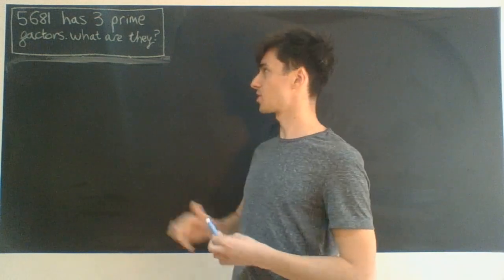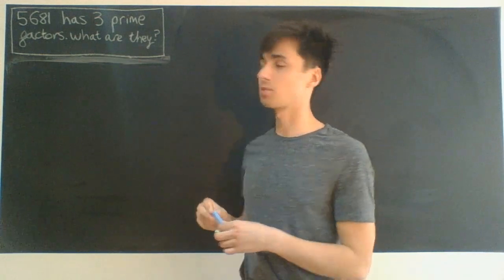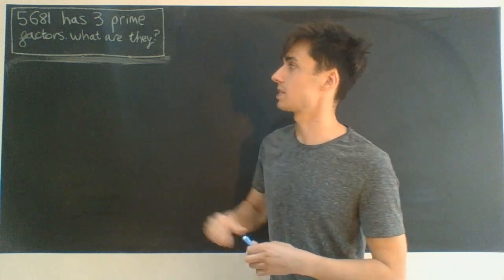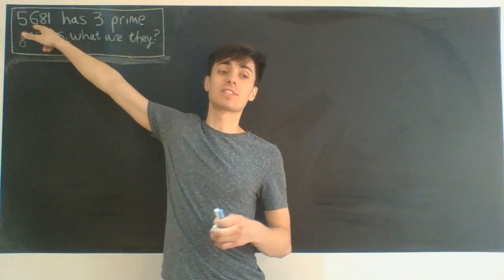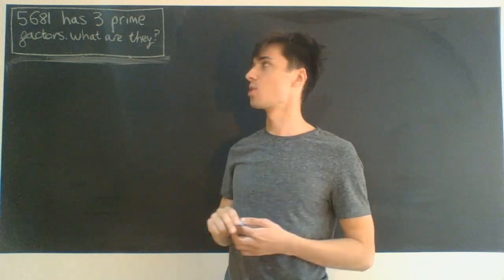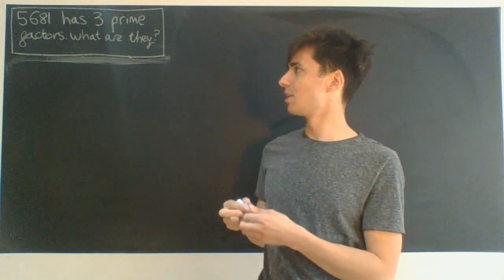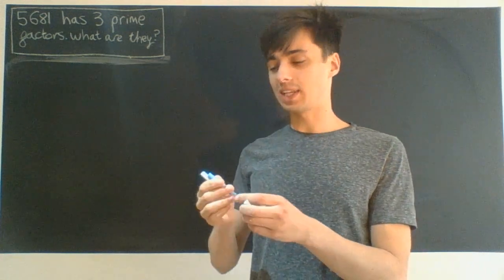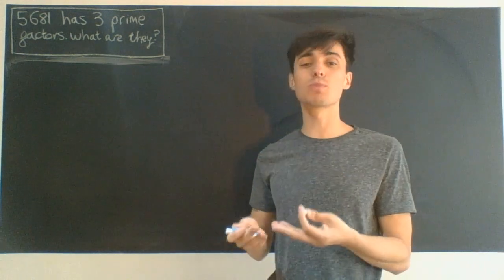In this video, we're going to look at a problem involving some prime factors, and the problem is this. 5,681 has got 3 prime factors. What are they? To start off with, let's have a look at some numbers that it could possibly be.